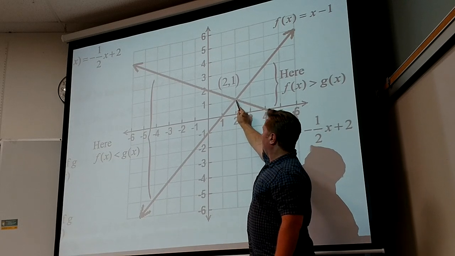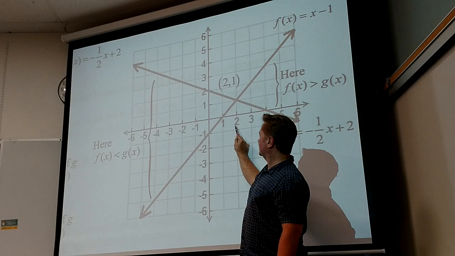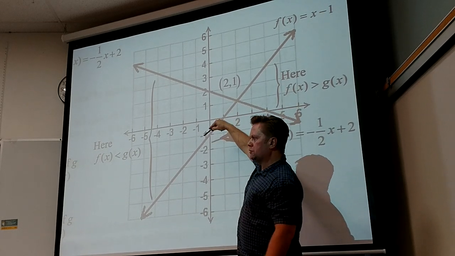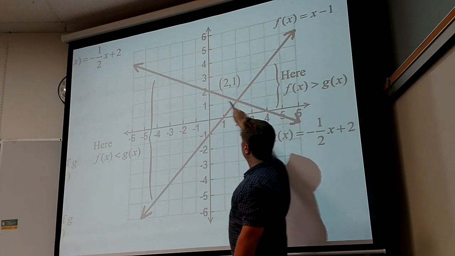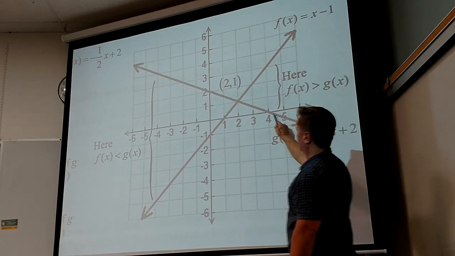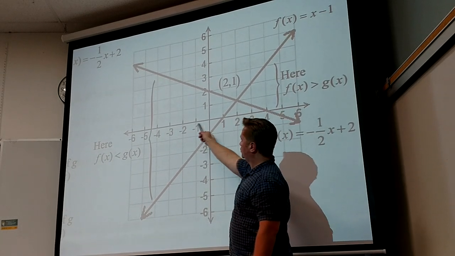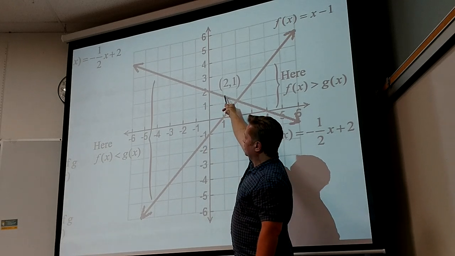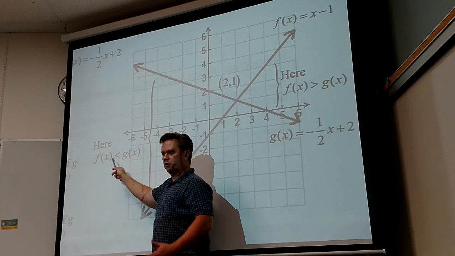What can you tell me for x values below 2? If x is less than 2, what's true about f of x and g of x? Which one's bigger? So here's g of x, and here's f of x. For the x values below 2, who's bigger? G is bigger than f. F is smaller than g. Are you guys with me?